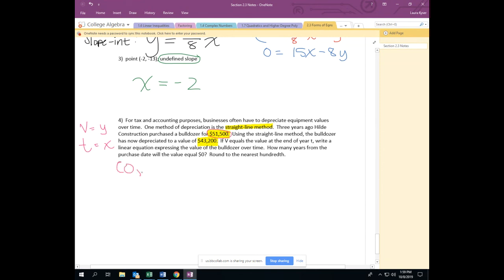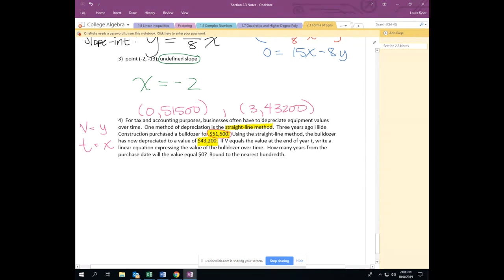So that would be 0, 51,500. Hold on, I want to set this up so I have space. So I'm going to let my first point be 0 years, 51,500. That's the initial value. Then it tells us 3 years have gone by. So 3 years ago was the initial time. Now we're 3 years later, which means that current time is 3, and the new value is 43,200.